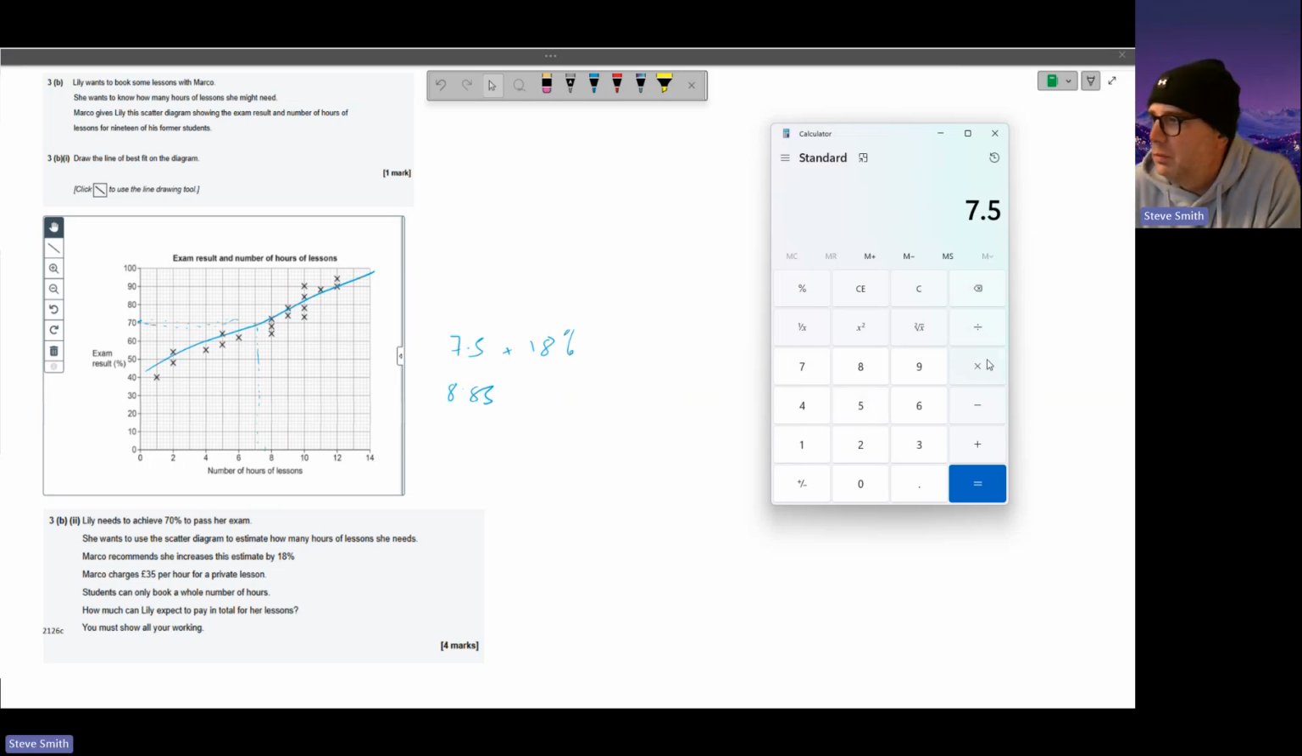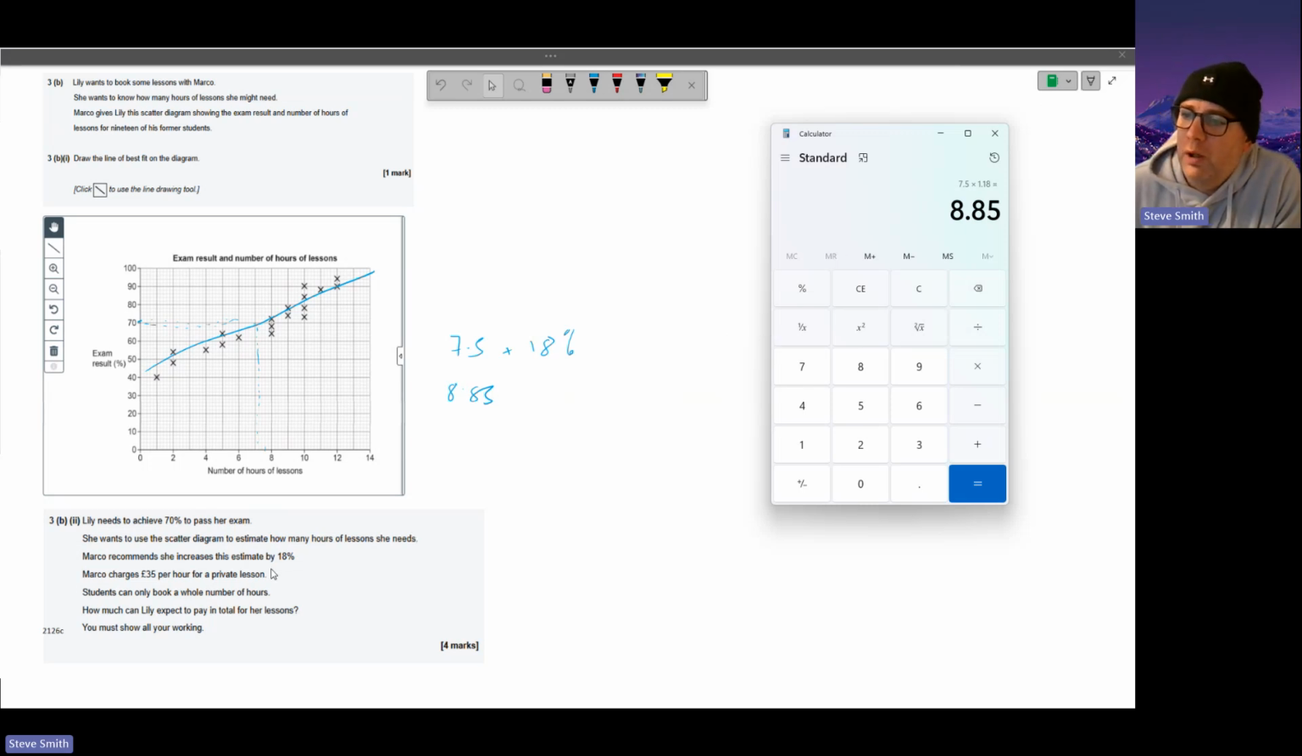If we didn't have a percentage button on our calculator, we can just as easily go 7.5, and then we multiply it by 1.18, because we want 1 lot of 7.5 again. 0.18, that's 18, so thinking of that out of 100, we want 100% of it. Yeah, we want 7.5, and another 18%, so 1.8, and then we press equals again. It's 8.85. So it's the same answer.